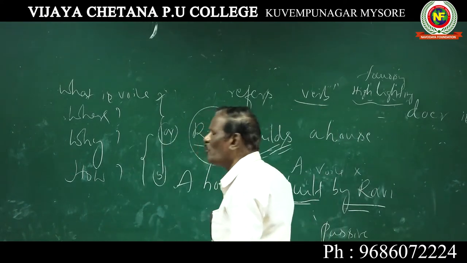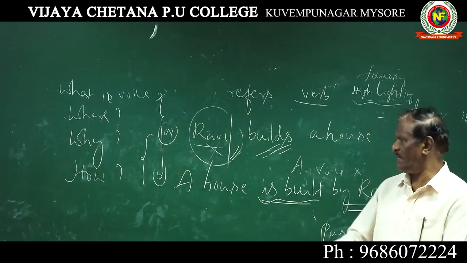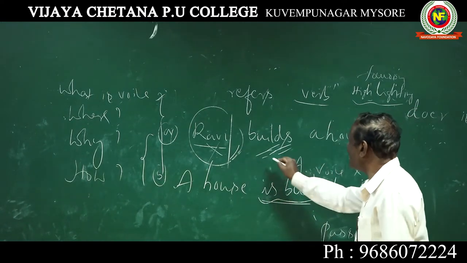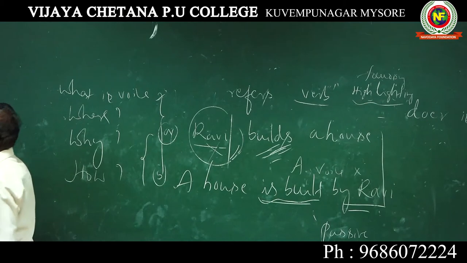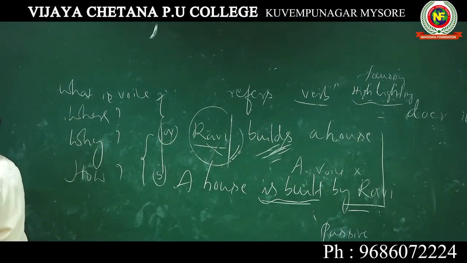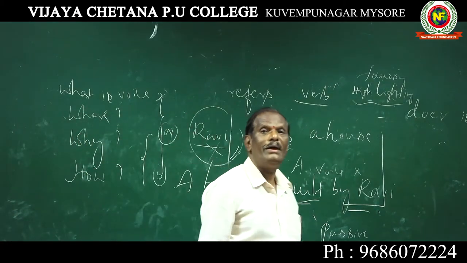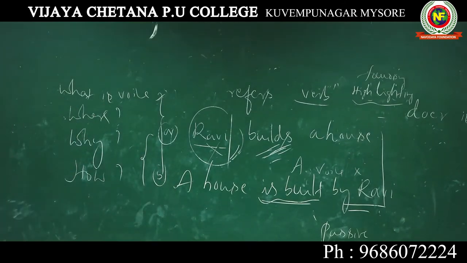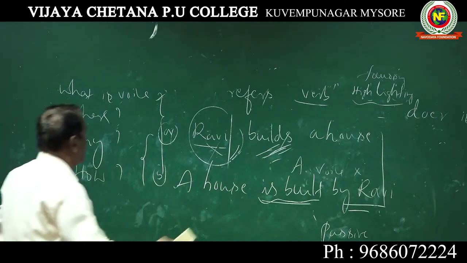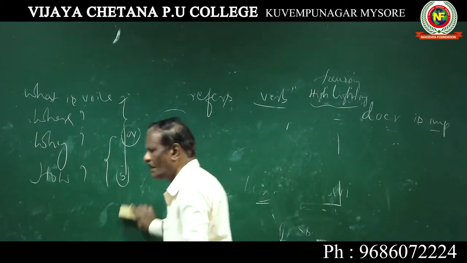So, we'll take up a few sentences and try to transform them into passive voice. Ravi builds a house. This is in present tense. I told you already, the tense doesn't change. If the active voice is in present tense, the passive voice is also in present tense. So, tense doesn't change. Let me take a few sentences and illustrate how those sentences are transformed into passive sentences.